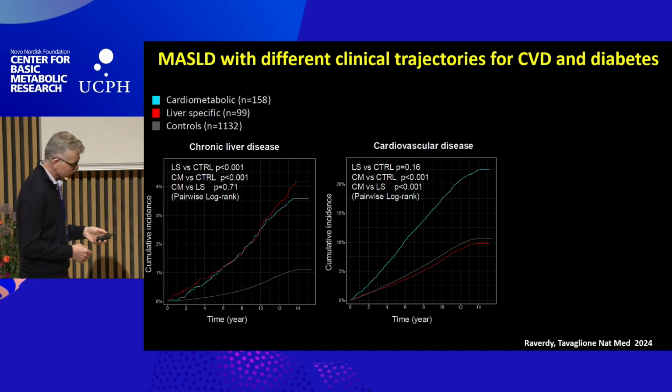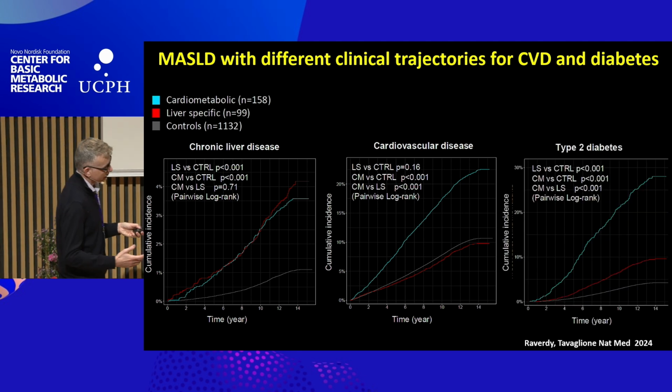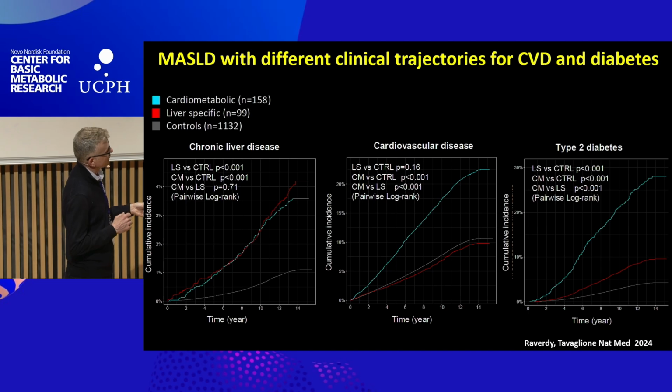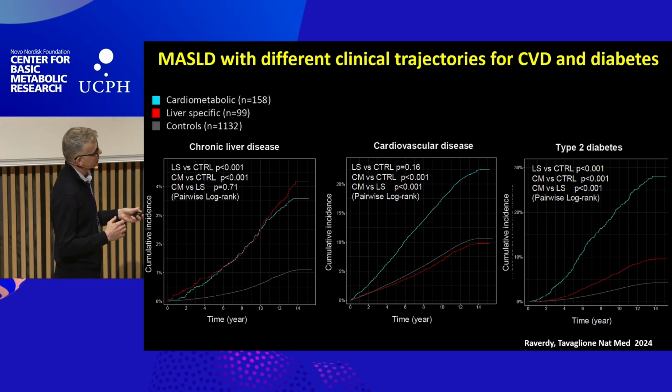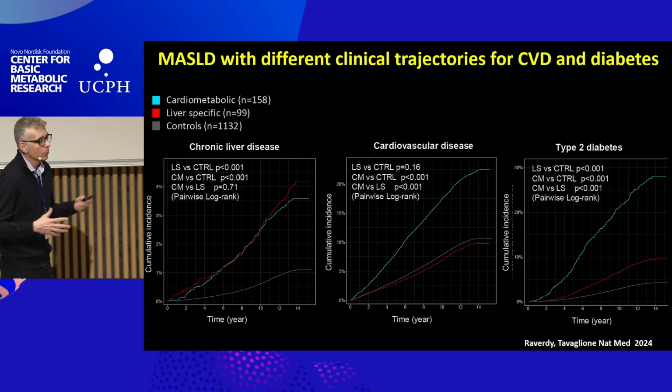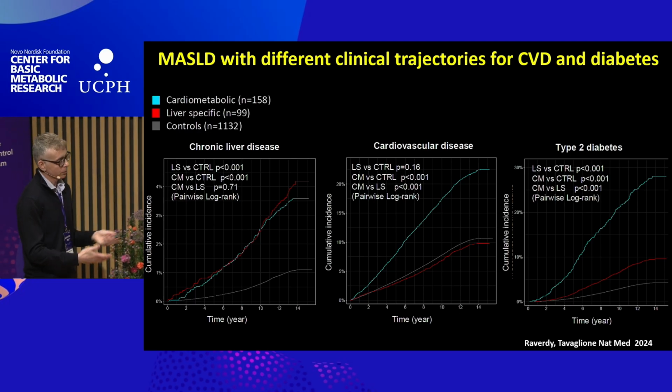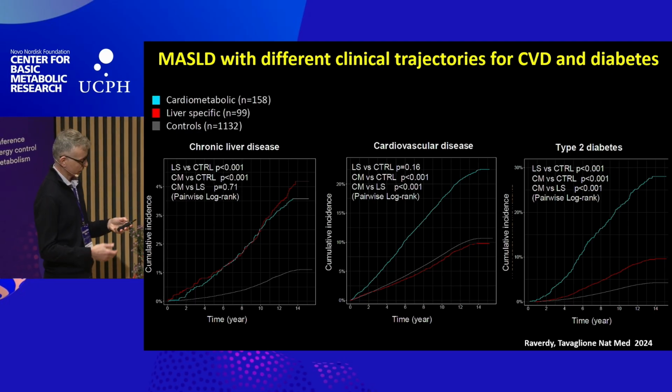And also diabetes was not the same because the cardiometabolic had a large excess of diabetes onset, while the liver specific was there, but it was much less. And these data were very similar to the genetic data, although they were not meant to be going to the same endpoint. That's how it happened to be. And so, yeah, we were lucky enough to publish them back to back in Nature Medicine.